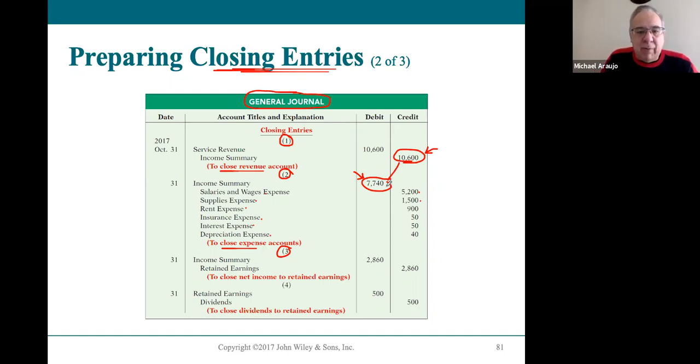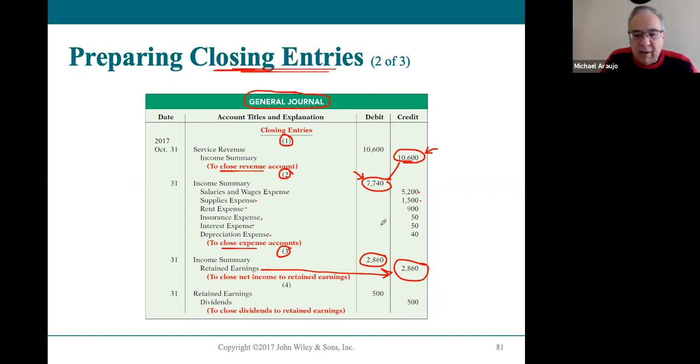If you remember from Sierra Corporation, the net income was $2,860. So debiting income summary means that now income summary has 10,600 on the credit side and a total of 10,600 on the debit side, which means it's got a zero balance, which means it's closed. That net income is moved over to retained earnings. We add net income to retained earnings. Retained earnings is a stockholders' equity account. Stockholders' equity accounts increase on the credit side. So this makes perfect sense. Crediting retained earnings means more retained earnings.